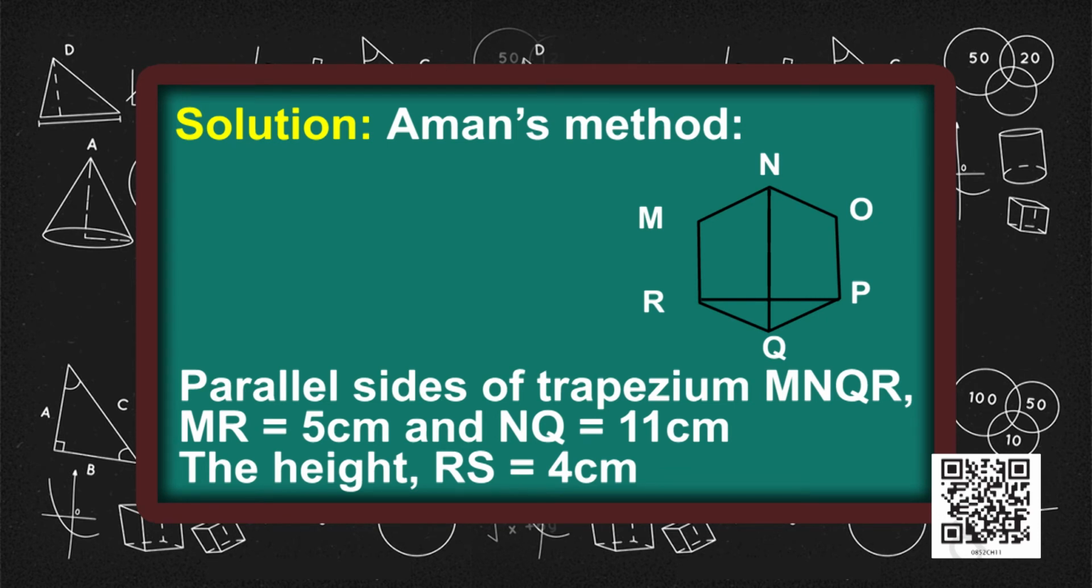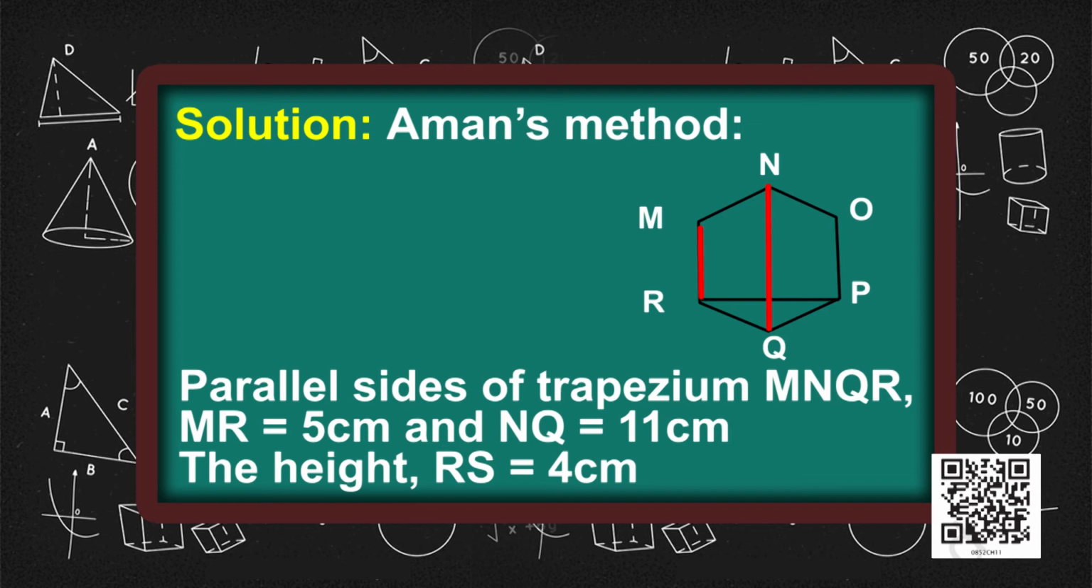Aman's method. Aman divided the given hexagon as shown in the figure. Since it is a hexagon, NQ divides it into two trapeziums, and if you do a paper folding activity, you will see that they are two congruent trapeziums. MNQR and ONQP are the trapeziums formed by dividing the given hexagon through NQ.